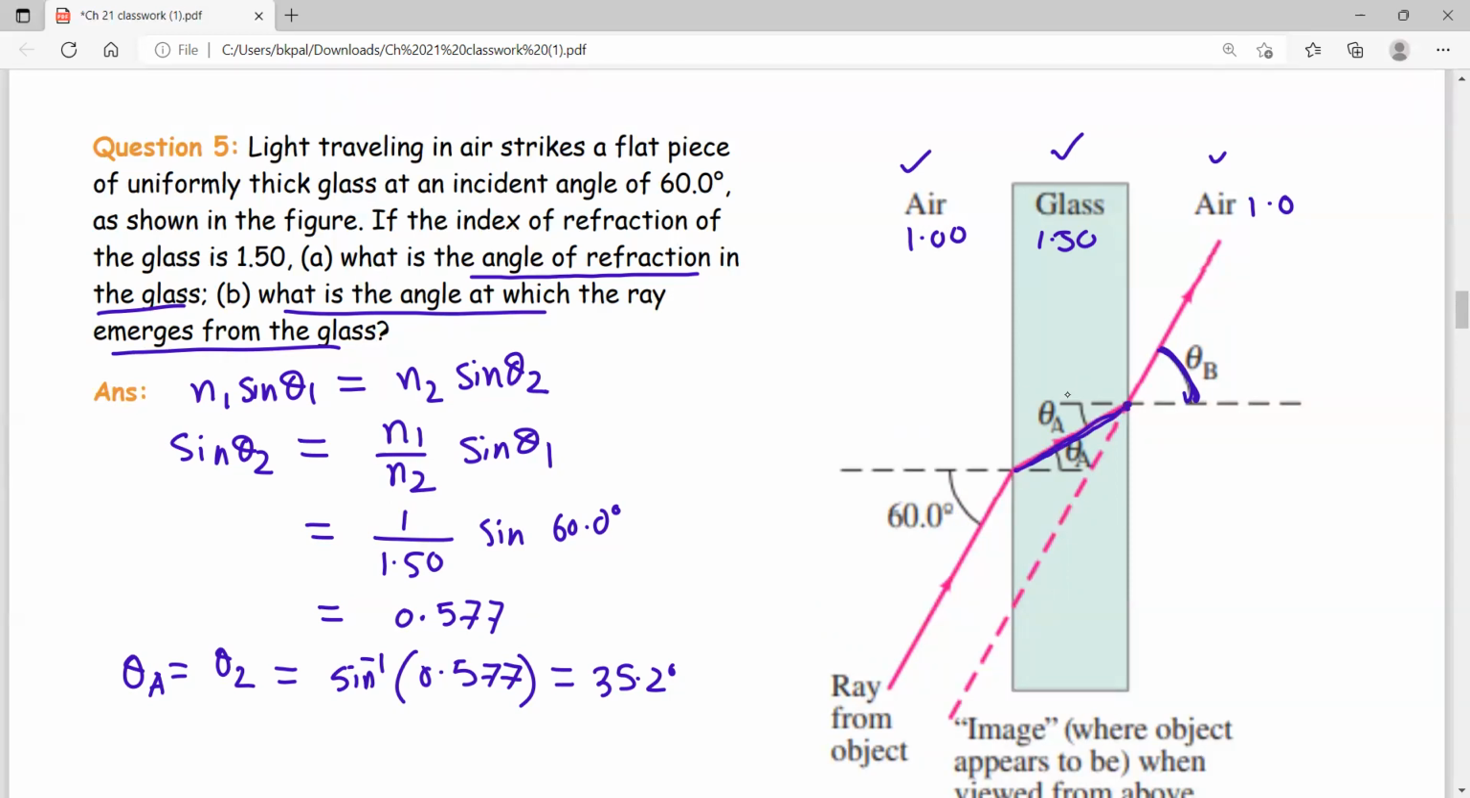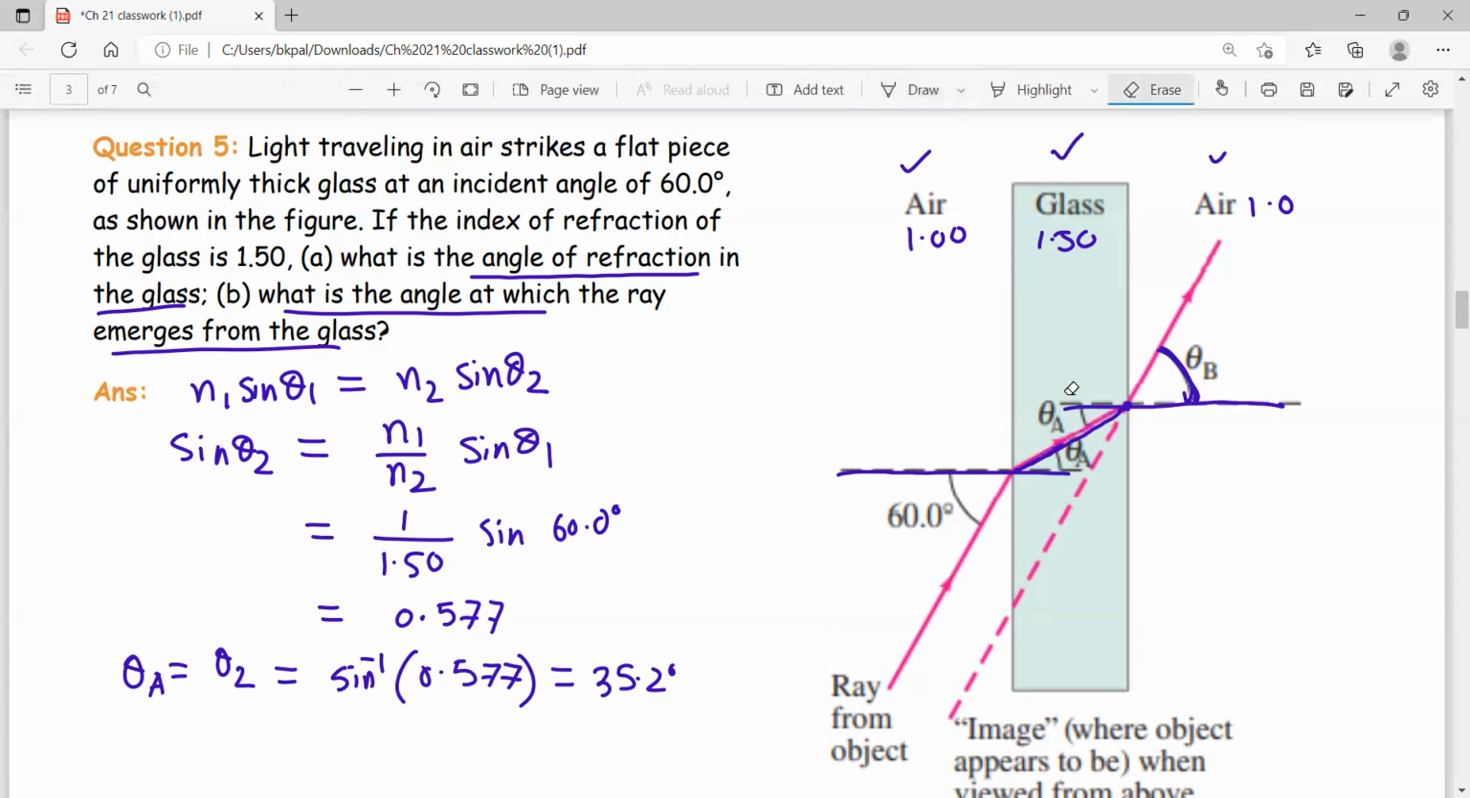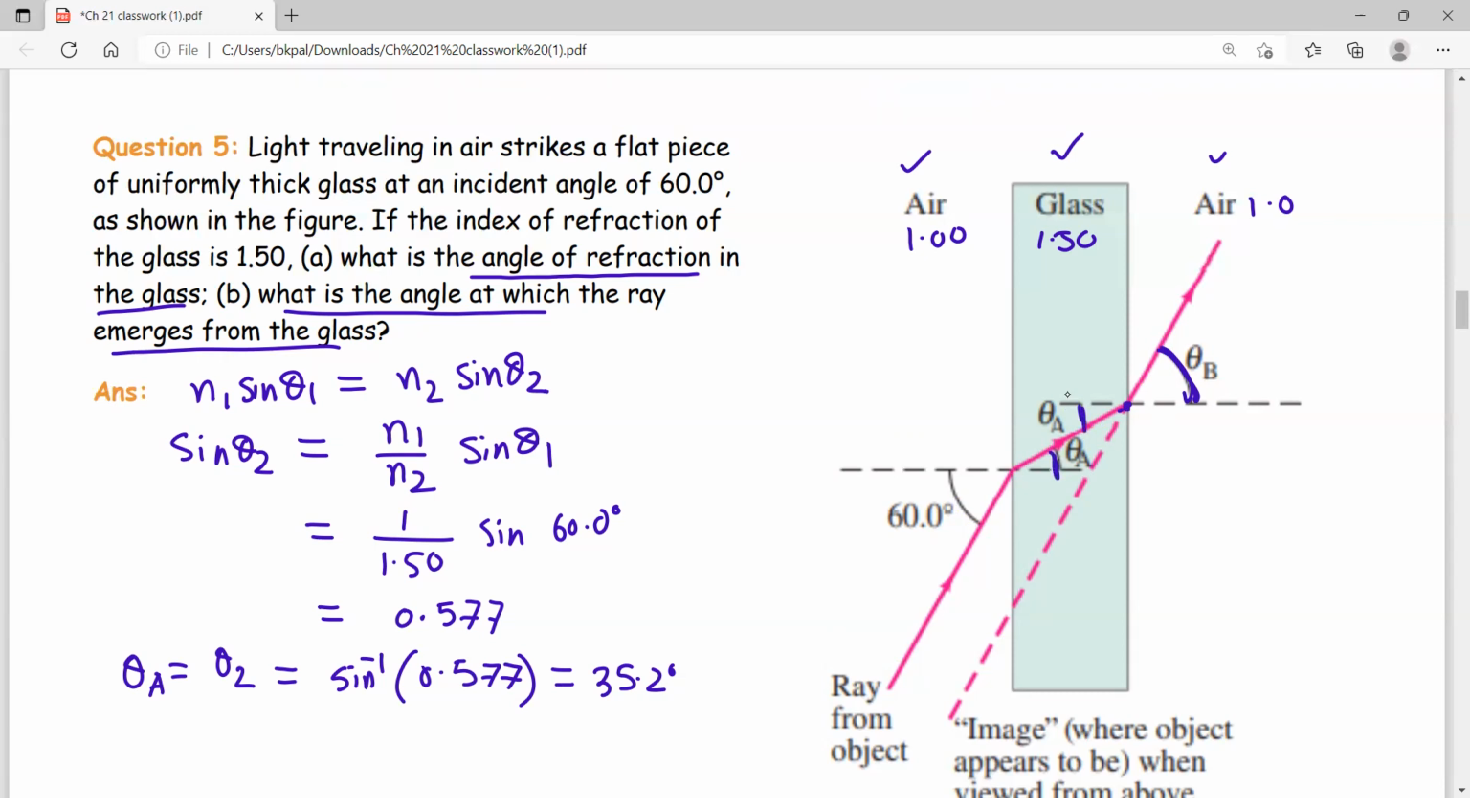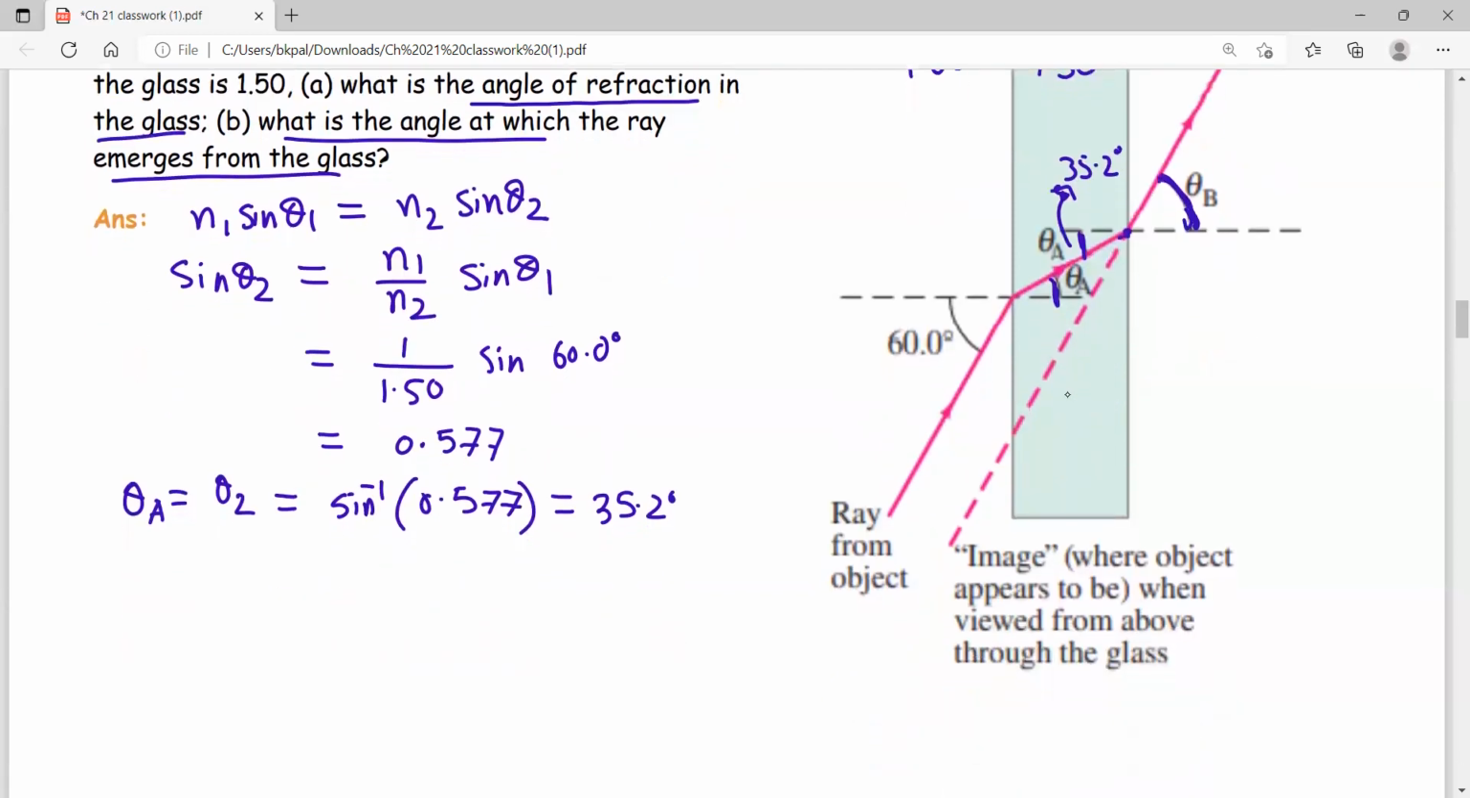Now in this case you see that this is a parallel line, this is a parallel line, and this line, the refracted ray in the glass, connects these two parallel lines. From the geometry you can show that this angle and this angle are the same. This is the geometrical rule. So now we know that this angle is 35.2 degrees. We have to calculate what this one is. We are going to use the same law of refraction.